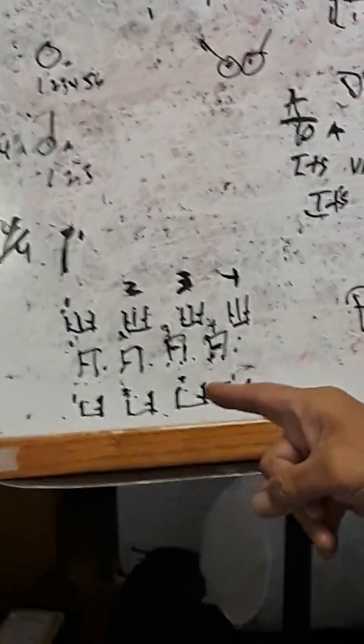Okay, the next one is dotted. We have an eighth note to the dotted quarter notes. The dotted eighth note. Ta. So this one is ta ta.